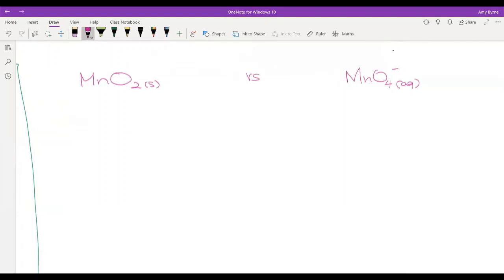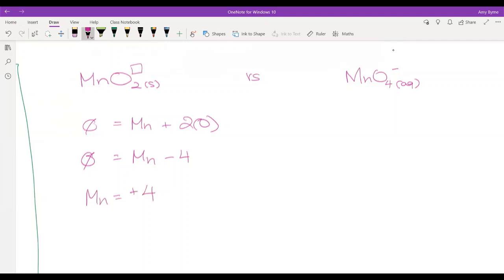So let's try and work out the oxidation state of manganese in each of these. Overall, this molecule has a charge of 0. So that's going to be manganese plus 2 times oxygen. So 0 is going to be equal to manganese plus 2 times -2, which is -4. So manganese here is going to have an oxidation state of +4.